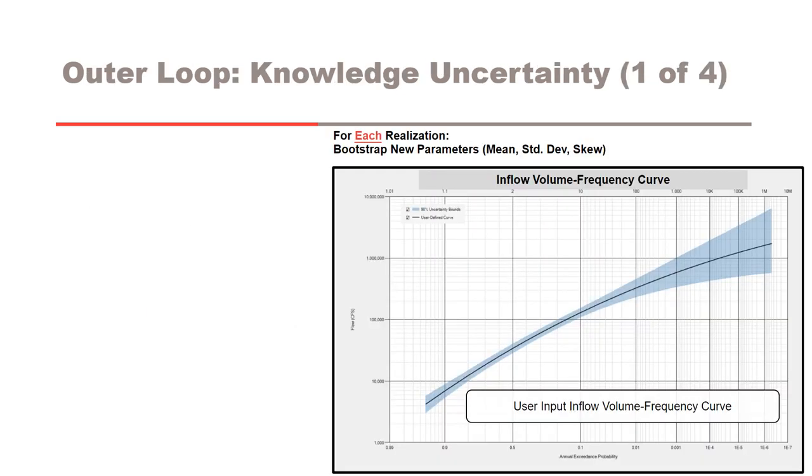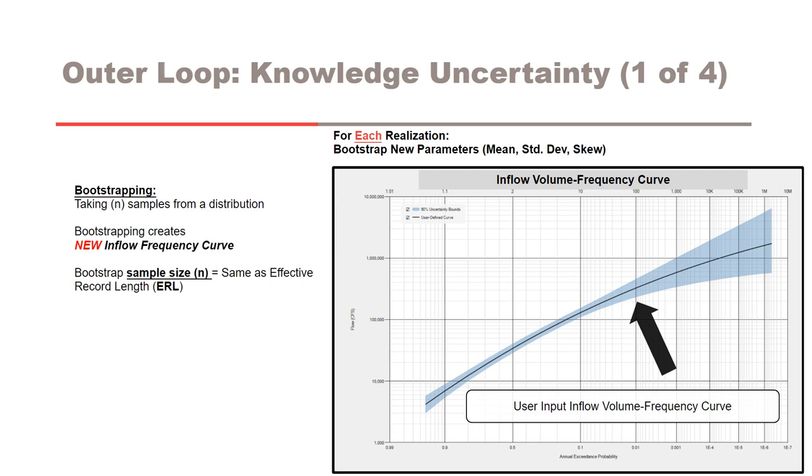In an RFA simulation, the outer loop is run once per realization. RFA begins with the user input volume frequency curve, shown in black. This user input curve is bootstrapped, which means taking n random samples from the inflow volume distribution, the black curve, and fitting a new sample frequency curve to the random samples. In RFA, the effective record length of the frequency curve is used to determine the number of samples n needed from the black inflow volume curve for the bootstrap.